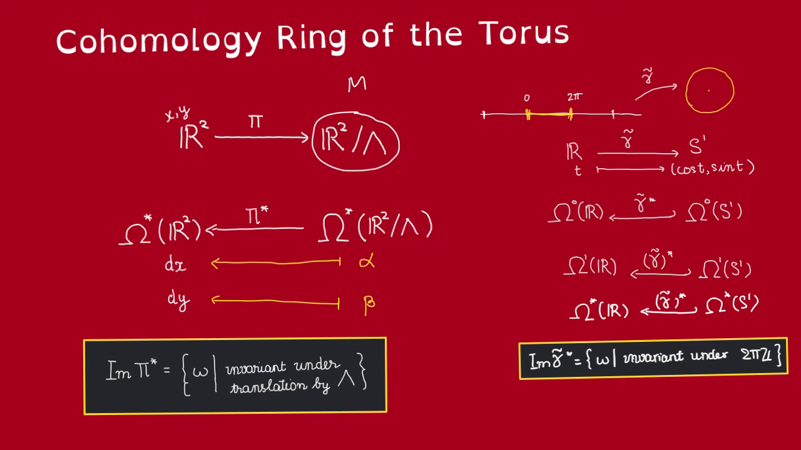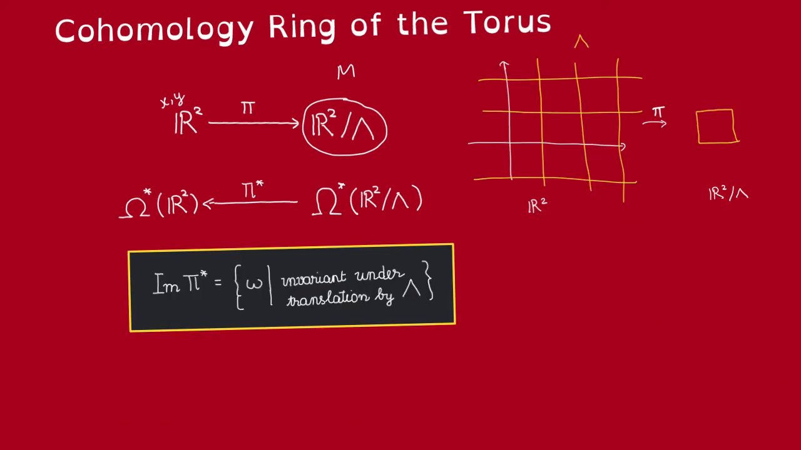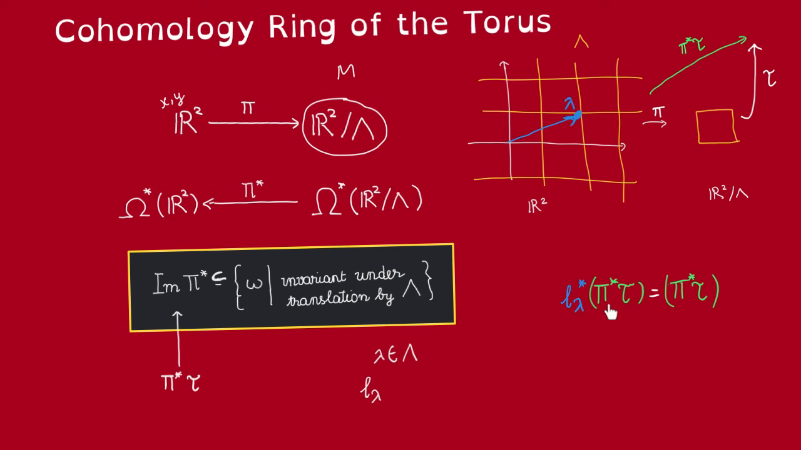Okay, so let's try to prove this. Alright, so let's start by proving this containment. So let's take some one-form on R2 that is in this image. So it's the pullback of some form tau on the torus. Thus we have a form tau here, right? And then we have the pullback form pi star of tau. We want to show that this is invariant under translation by this lattice. So that means that if we take any lattice element lambda, then this form should be invariant under left translation by lambda. In other words, we want to show that if we pull back this form via this translation by lambda map, we get back the form itself.